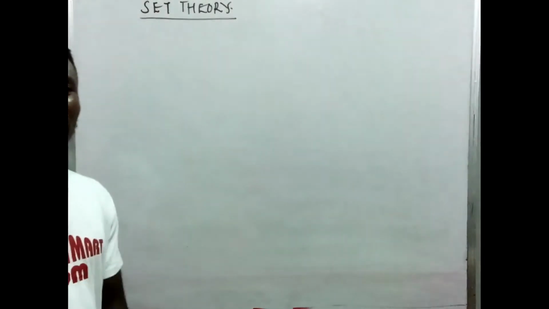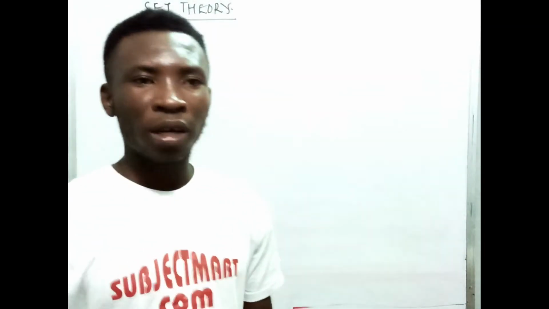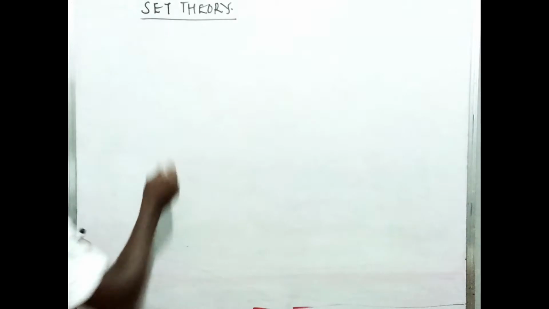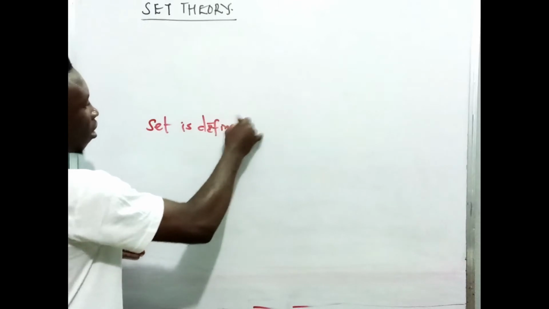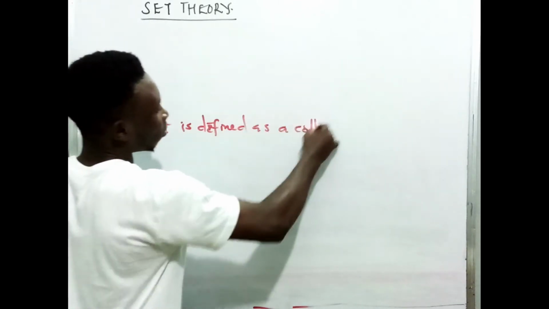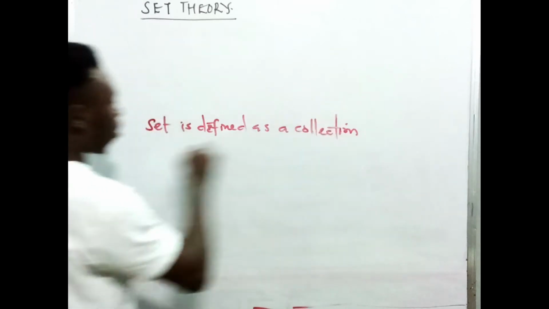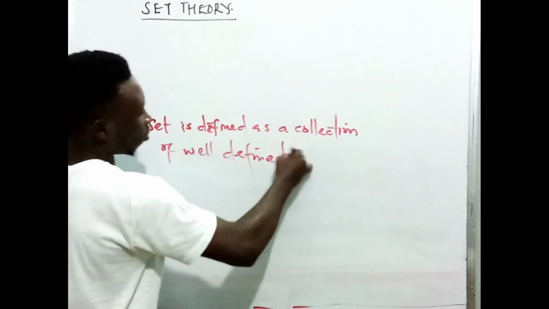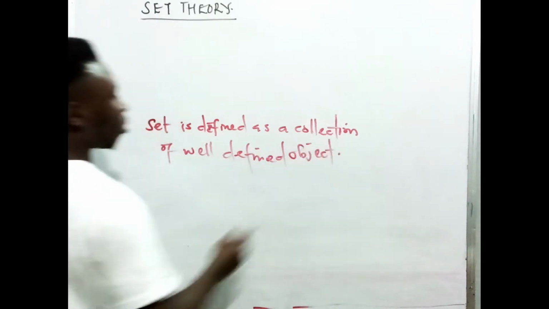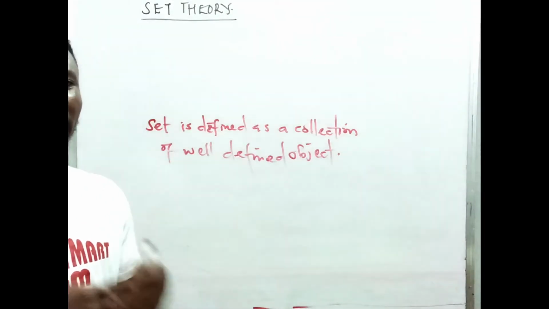Now, talking about set theory, what gets to come to your head? What do you get to think of? First and foremost, the definition of set. Now, set is defined as a collection of well-defined objects. I'd like us to note, your set is defined as a collection of well-defined objects.